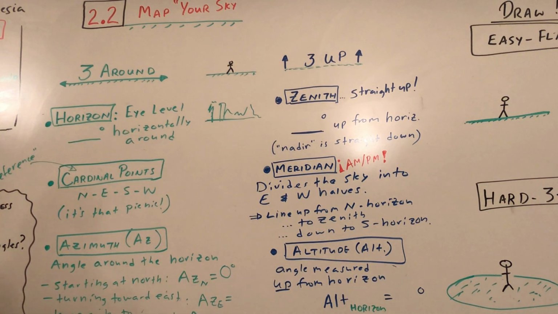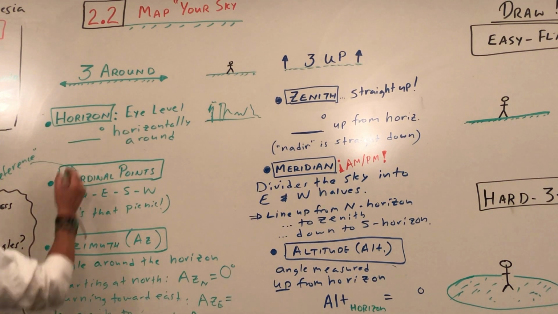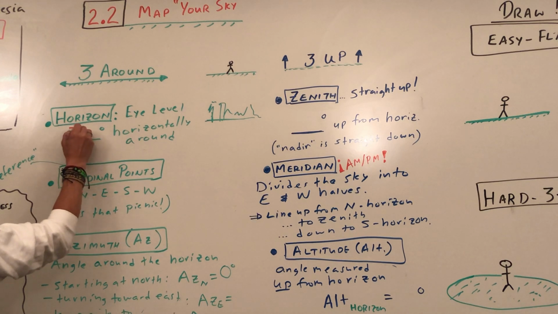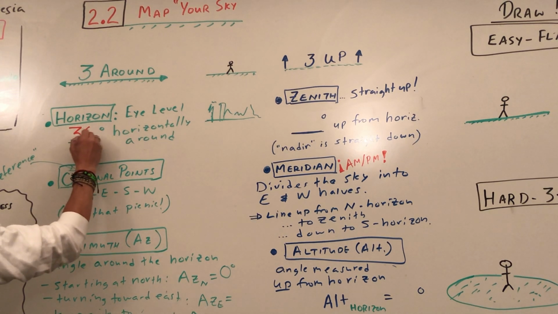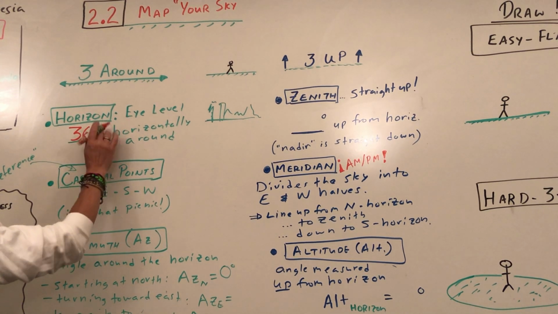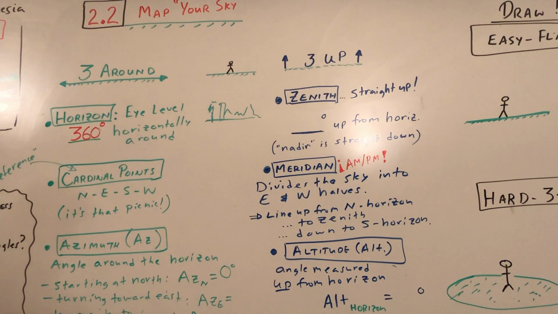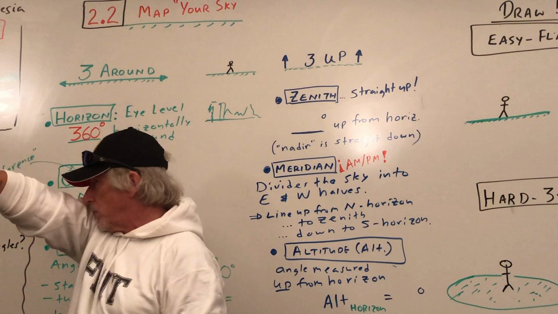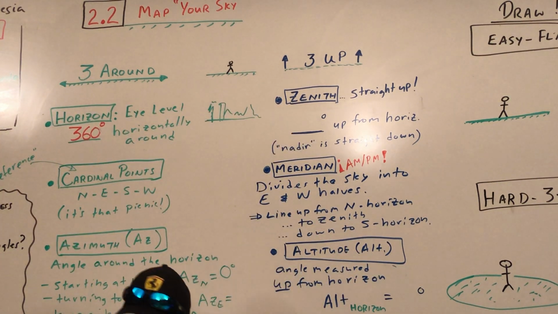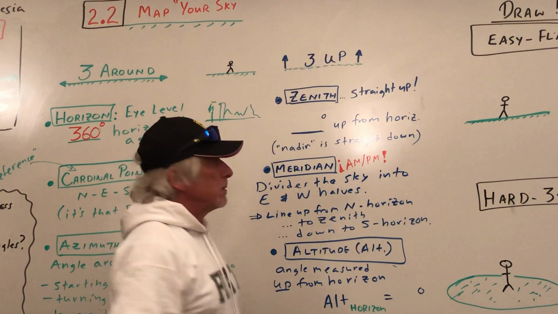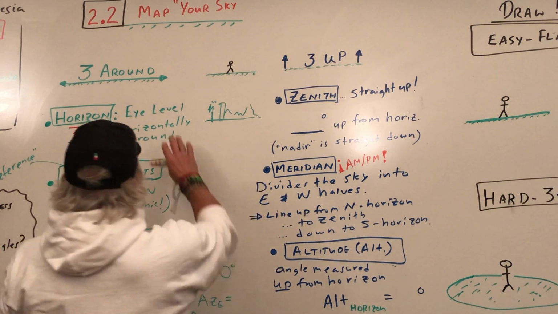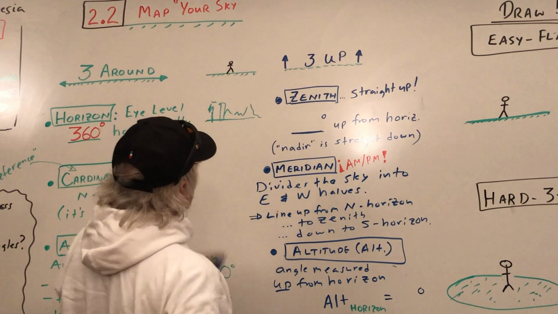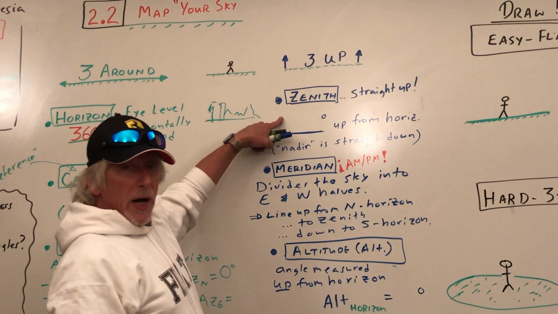Yes, 360 degrees. A full pizza, finally. 360 degrees horizontal around. That's all it is. Horizon, eye level. There's your horizon. If I go down here, it's a little lower. If I go up here, it's a little higher. Okay, that's horizon.